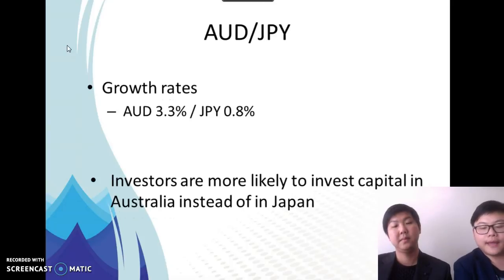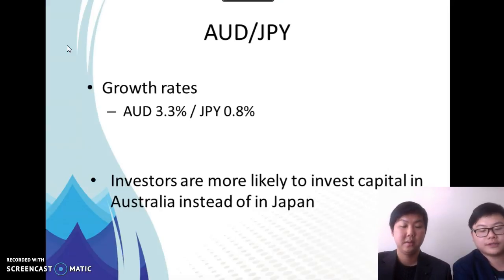Furthermore, according to World Bank 2016, the GDP growth rate of Australia and Japan are 3.3% and 0.8%. The GDP growth rate of Australia is much higher than that of Japan. This suggests that Australia has a fast growing economy, while the Japanese economy is not growing as fast. Investors are more likely to invest capital in Australia instead of Japan. Therefore, this means that it's likely that Australian dollar appreciates against Japanese yen.